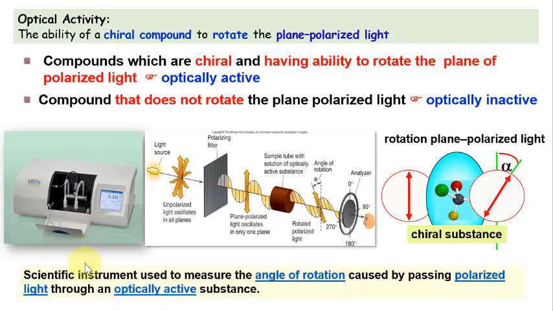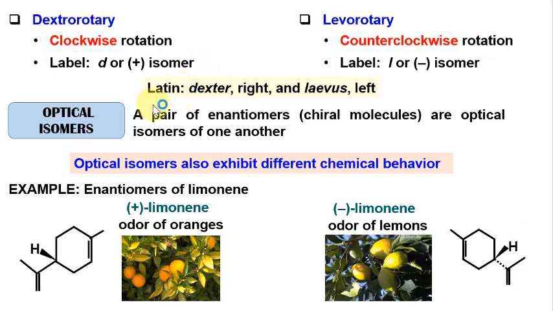A polarimeter is a scientific instrument used to measure the angle of rotation caused by polarized light passing through an optically active substance. Compounds that have a chiral carbon have the ability to rotate plane polarized light, so we call it an optically active substance or compound. The optically active isomer which rotates the plane polarized light to the right, or clockwise, is known as the dextrorotatory isomer or positive isomer. The one that rotates the light to the left, counterclockwise, we call the levorotatory isomer.